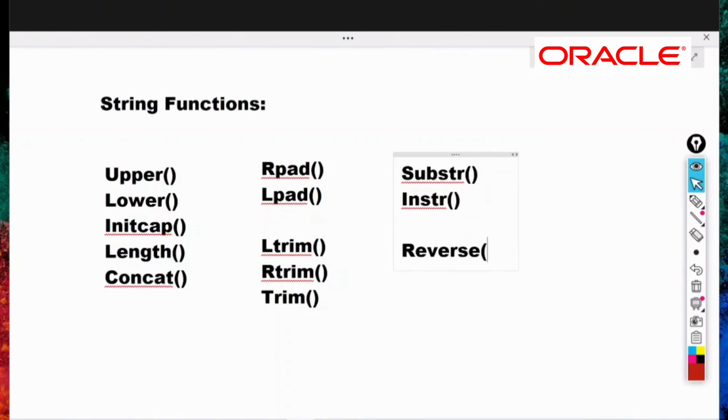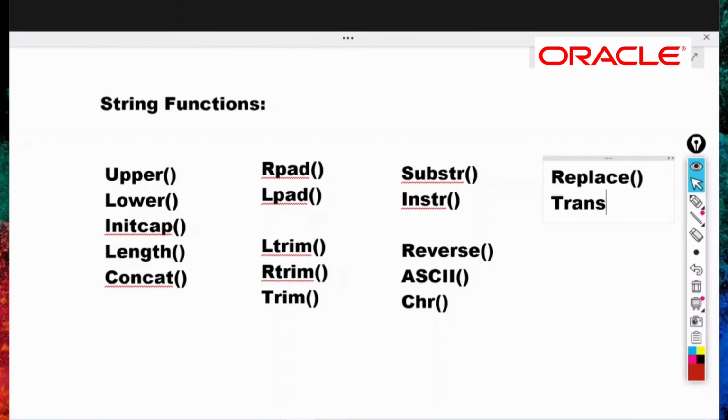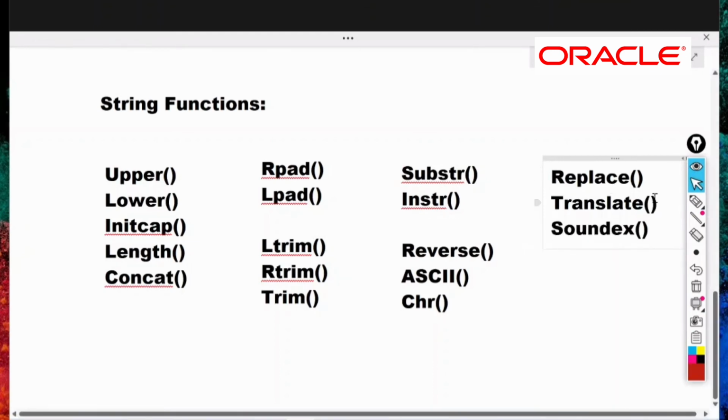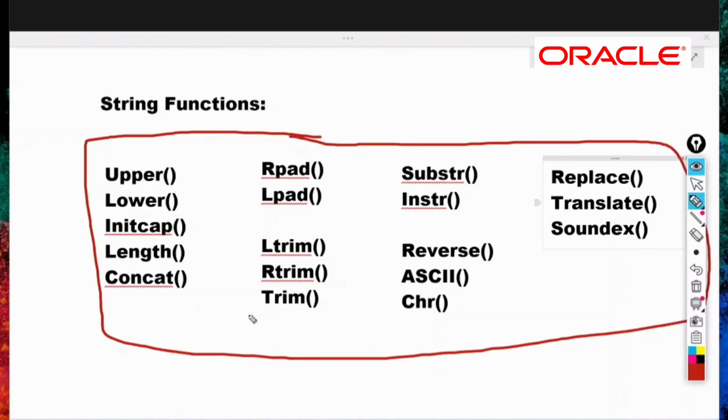reverse function, ASCII function, CHR function, and next it is also providing replace function, translate function, and soundex function. So in total, 18 functions I'm giving, a list of 18 functions here. Okay, not only these, many functions are there; these are the important ones. Many functions are there, we are discussing only the important functions. So in total there are 18 functions, and we need to discuss these 18 functions now.